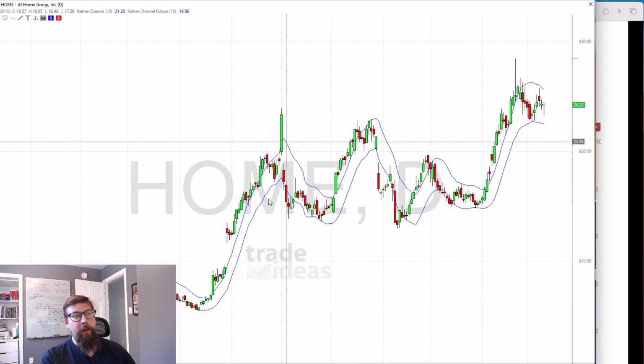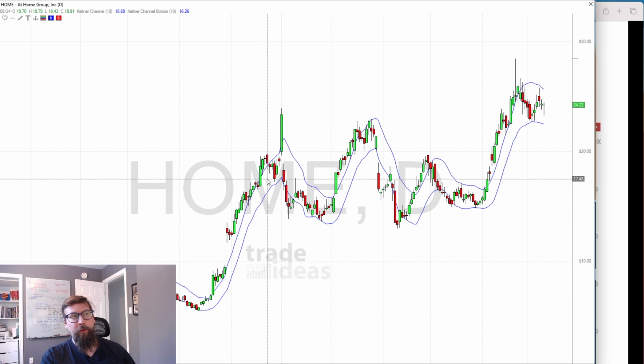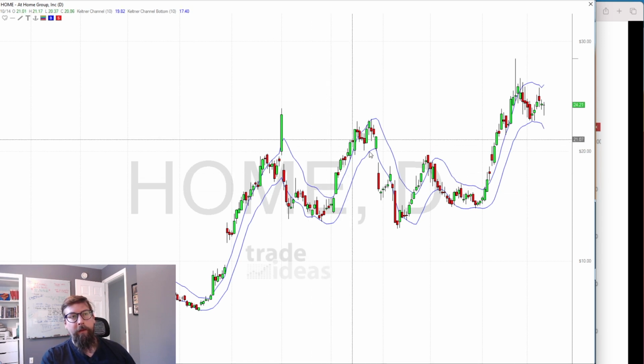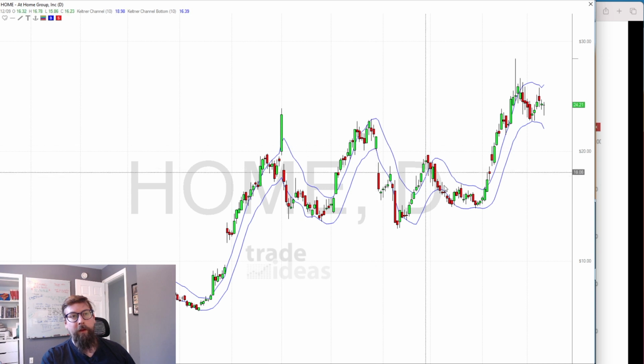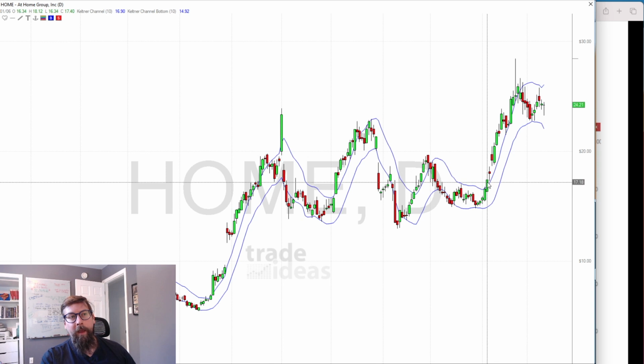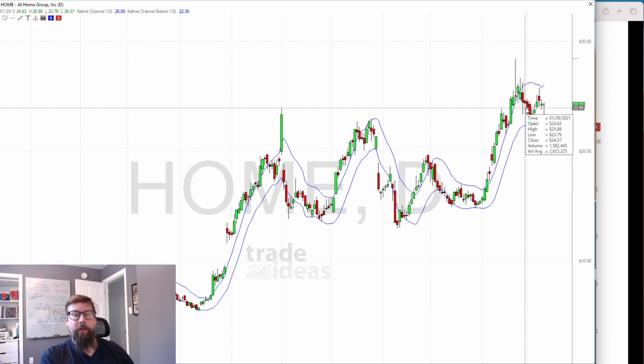If you were interested in this one for some sort of fundamental or other reason, you could have bought it in through here, and then you would have been out at this area, right? You could have bought it in through here. This one probably would have been break even. And then in this third one, you were in there. So it's a good way to catch these trends and any sort of a trend breakout system.